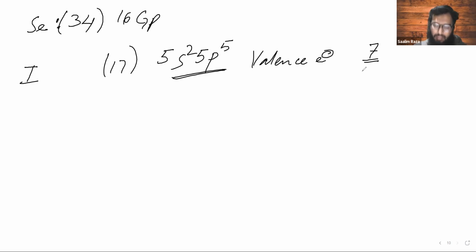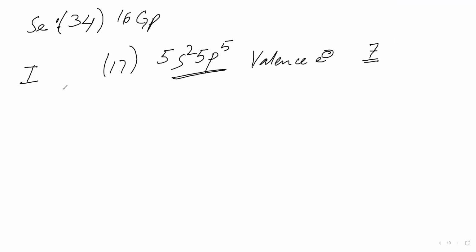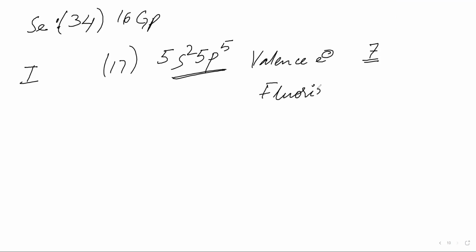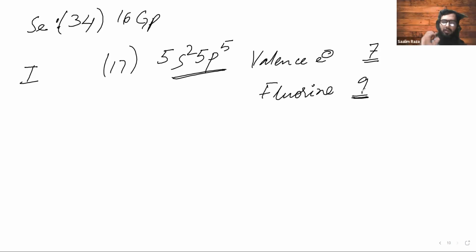Now, some things you have to remember. For example, of the 17th group, the first element is fluorine. What is fluorine? Fluorine has the atomic number 9. You have to remember this.